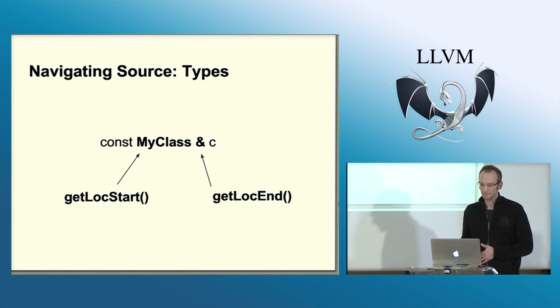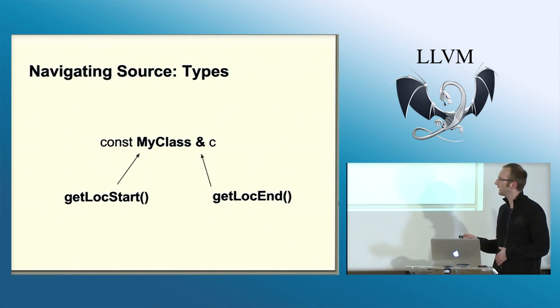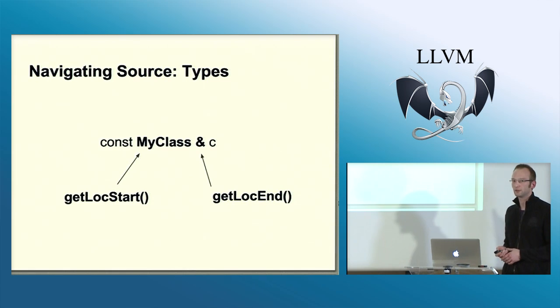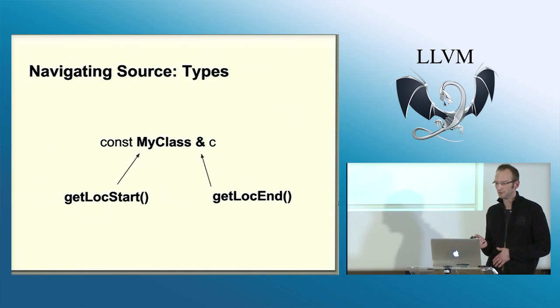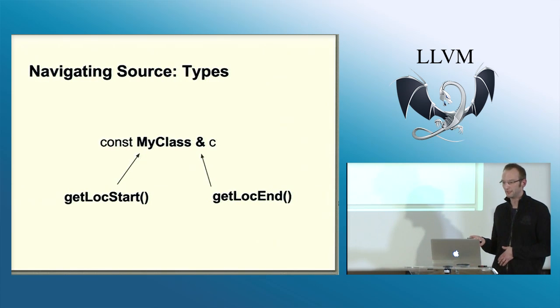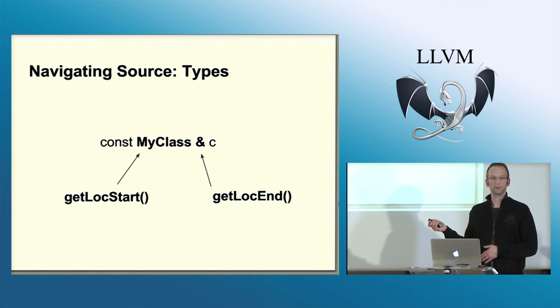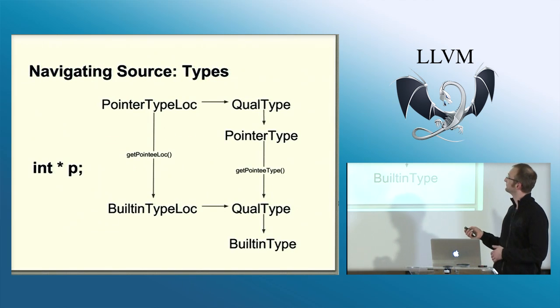And again, when you have a type block, you have the well-known getLogStart and getLogEnd that give you the first and the last token of the type in that case, right? It doesn't point to qualifiers. I actually have no idea how to get the location of the qualifiers, but I have never needed that.